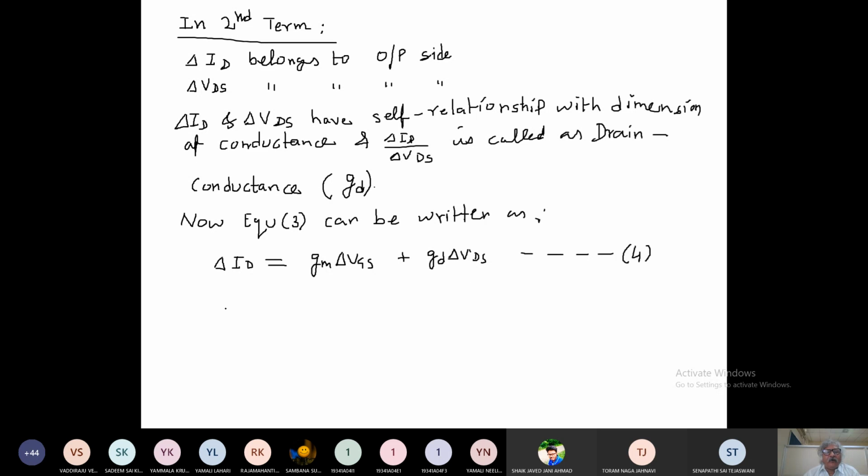So from this expression 4, you can also write ID is equal to GM VGS plus GD VDS, for AC signal. So this is our equation number 5.